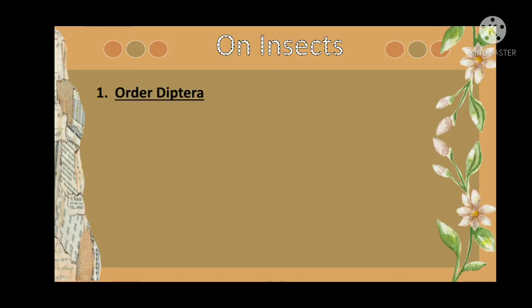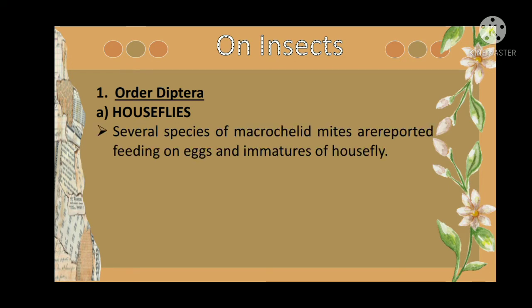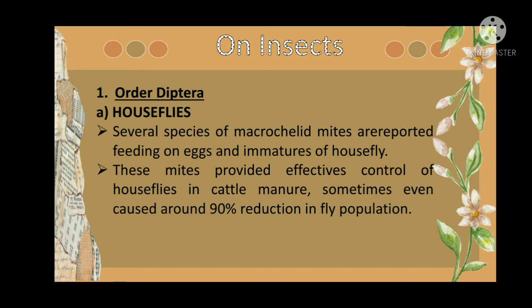On insects. In the order Diptera, first is houseflies. Several species of macrochelid mites are reported feeding on eggs and immatures of housefly. These mites provided effective control of houseflies in cattle manure, sometimes even causing around 90% reduction in fly population.